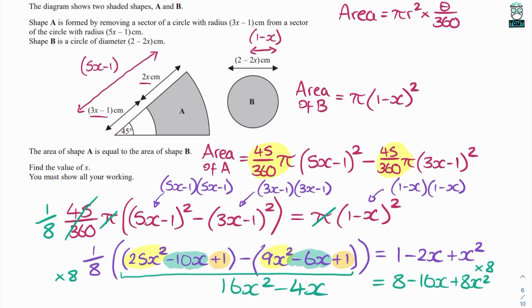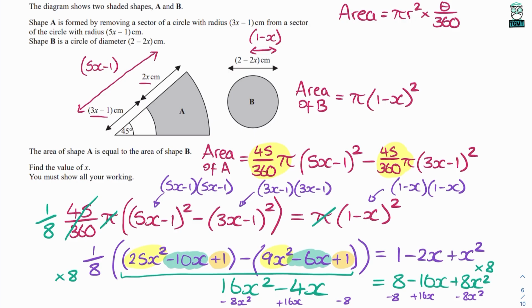So here we go, we've got everything we need now. We've got 16x squared minus 4x is equal to 8 minus 16x plus 8x squared. So from there, I need to make that equal 0. So if I make that equal 0, I can probably do that in one jump. Maybe I want to do that in two, but I could probably do it in one jump. So I need to minus 8x squared from both sides. So I'll just write that there, minus 8x squared. I'll work it out in a sec. I need to add 16x to both sides, plus 16x, and then minus 8 from both sides. There's no number over there, so it'll just become minus 8 there.